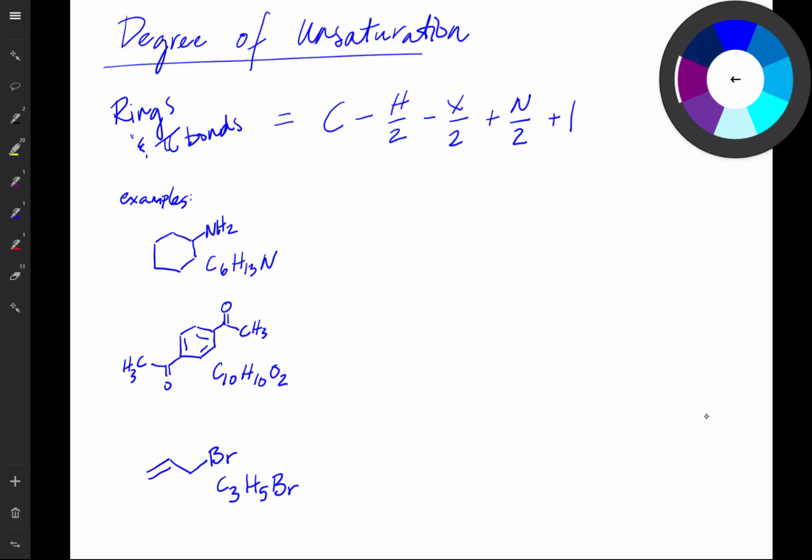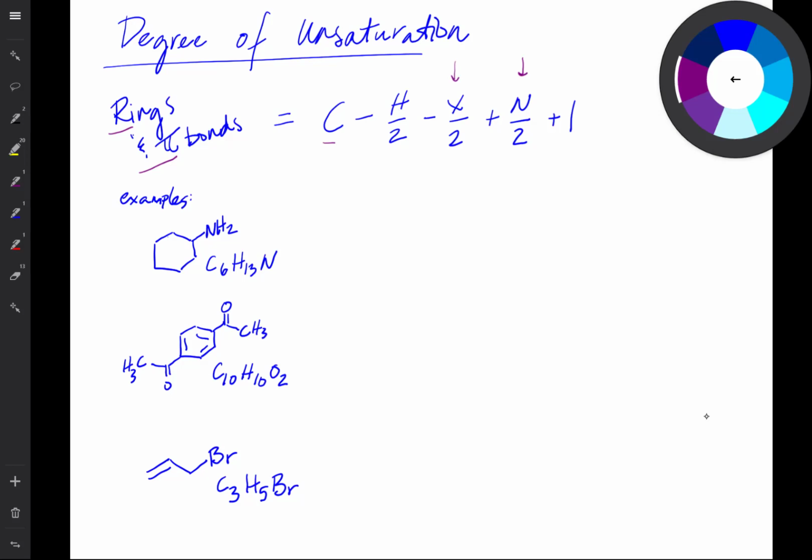In this video, we're going to talk about the degree of unsaturation. This gives us information about how many rings and pi bonds we have in our system. We need the number of carbons, the number of hydrogens, X, which is halogens such as fluoride, bromide, iodide, chloride, and the number of nitrogens. We're going to take those numbers and plug them into the equation.